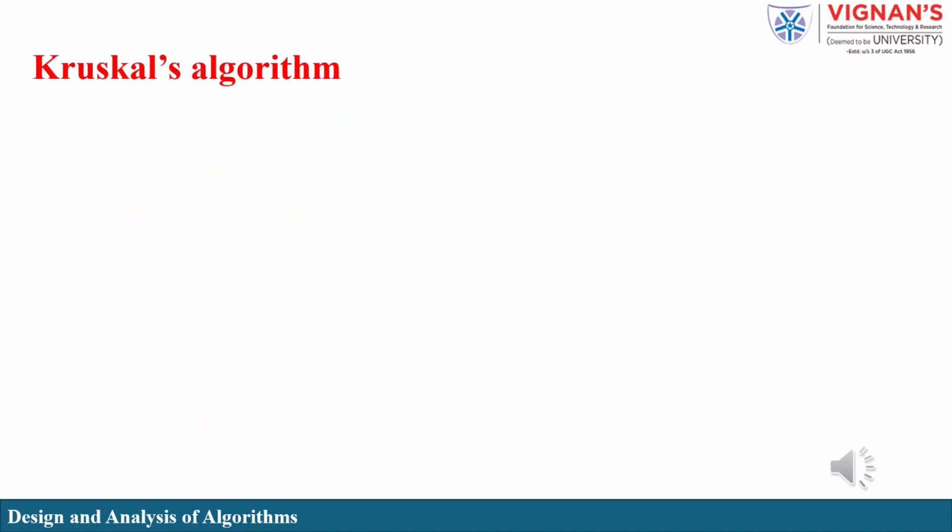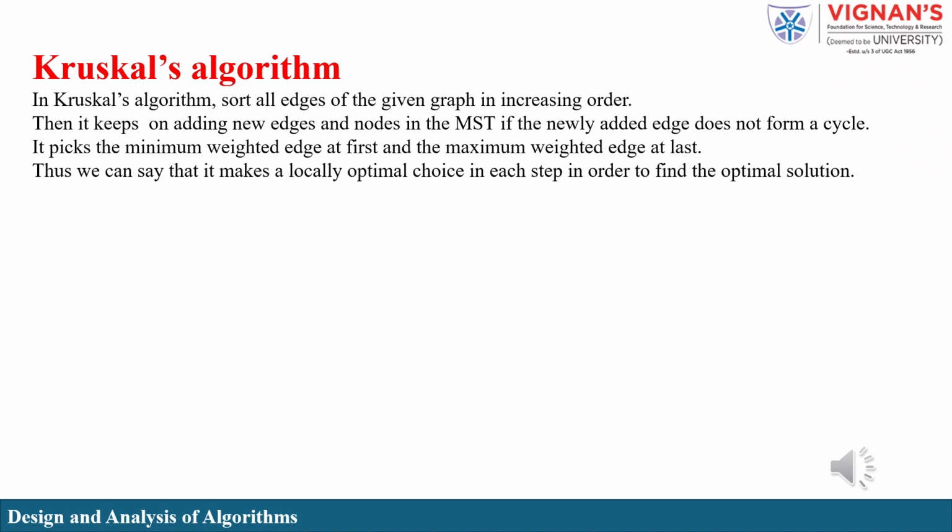Kruskal's algorithm. Kruskal's algorithm is used to find the minimum spanning tree of a graph. In this algorithm, all edges of the graph are first sorted in increasing order of their weights. The algorithm starts by selecting the minimum weight edge. An edge is added to the MST only if it does not form a cycle. Edges are added one by one, from the smallest weight to the largest, making a greedy choice at each step.